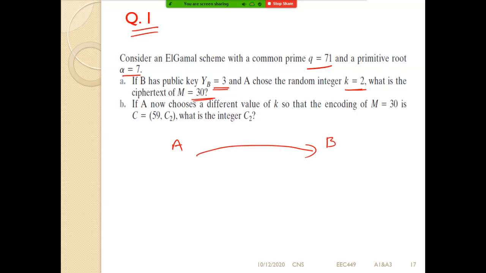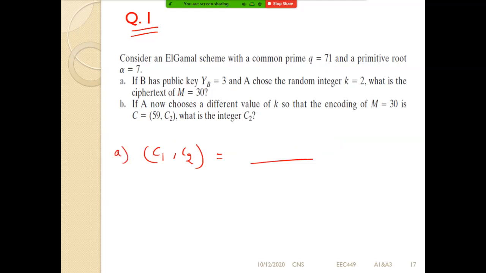Then if A now chooses a different value of k, so that the encoding of M is 30, C1 is equal to 59, comma C2, what is the integer C2? So all of you, please take these values and tell me how to get. So ciphertext of M is equal to 30 means I should get C1 comma C2. So what is the value in part A? And in part B, we should find only C2.